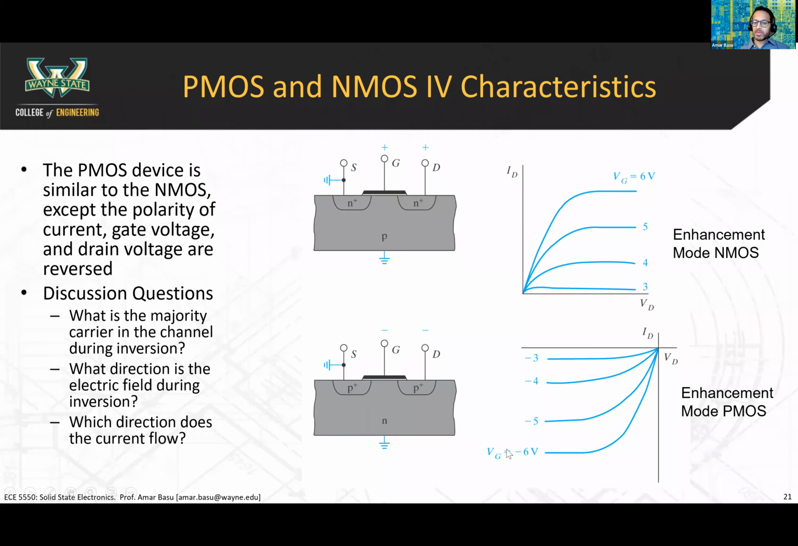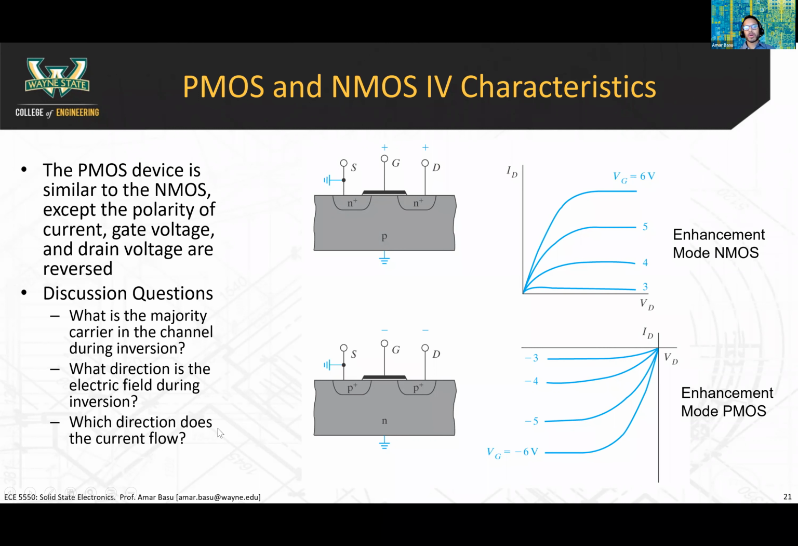You see the negative gate voltages here. And you also apply a negative drain voltage as well. The current flows from source to drain. The holes are flowing in this direction. Okay, and that's why your curves look like this.